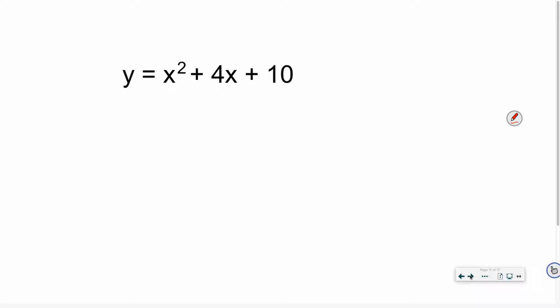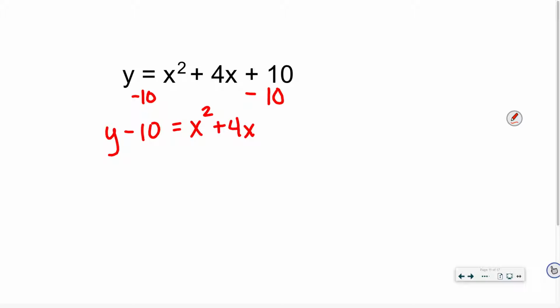So we're going to try this one together, and then you're going to do one on your own, and then we're going to practice. If I were to rewrite this quadratic in vertex form, where would I begin? Oh, good. I can subtract 10 from both sides. So we have y minus 10 equals x squared plus 4x.